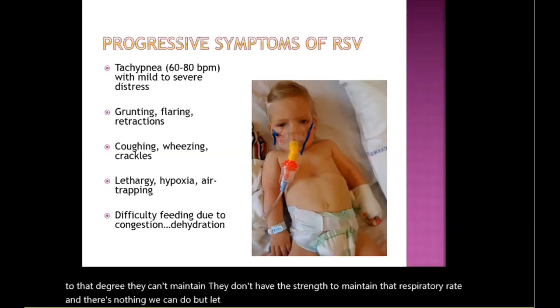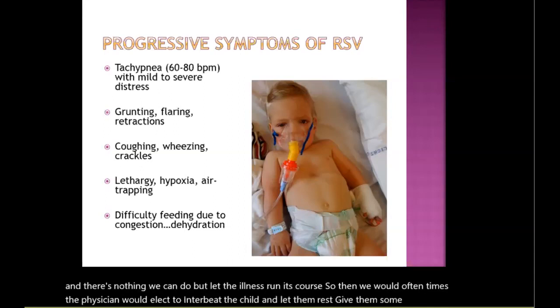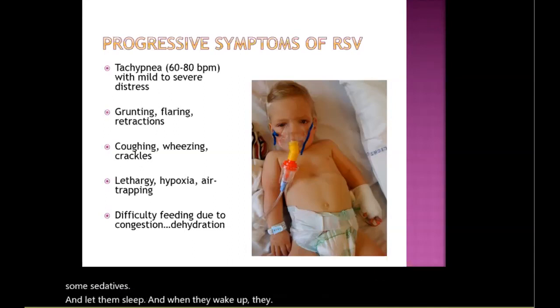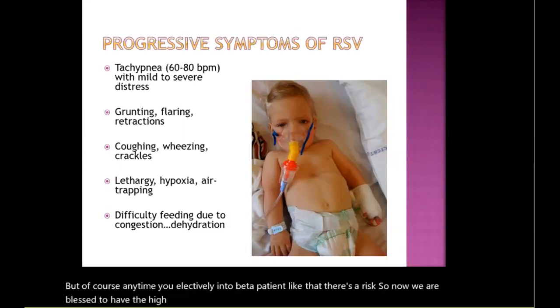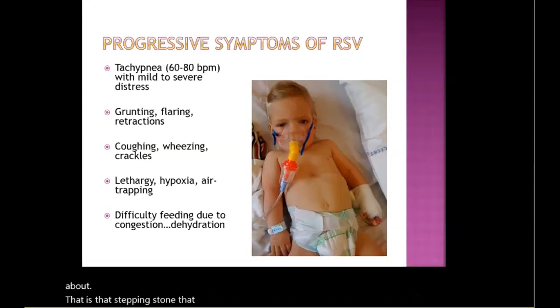So oftentimes the physician would elect to intubate the child and let them rest, give them some sedatives and let them sleep. And when they wake up, they'll be better. But of course, anytime you electively intubate a patient like that, there's a risk. So now we are blessed to have the high flow oxygen devices that we have, like Vapotherm, which we'll talk about, that is that stepping stone that is helping us. It prevents the need to intubate the children, and I'll explain how that works.